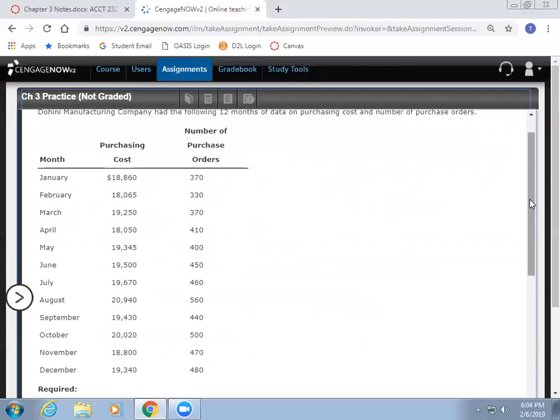Okay. So what is my highest month of purchase orders? August. Good. And in August, we processed 560. What is my lowest month? February at 330. Okay. So when you're determining your actual data to use, always go off of your activity, like in this case, number of purchase orders. So not your total cost, but your activity level.